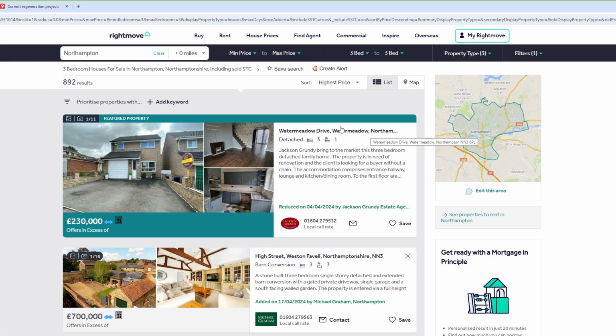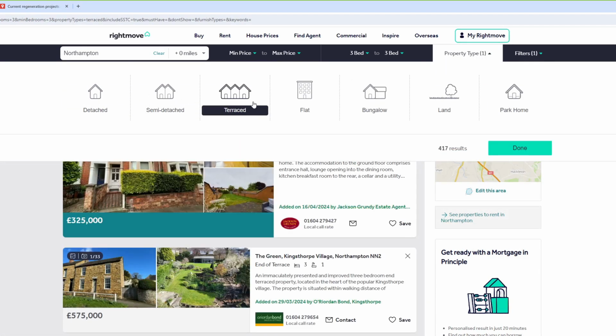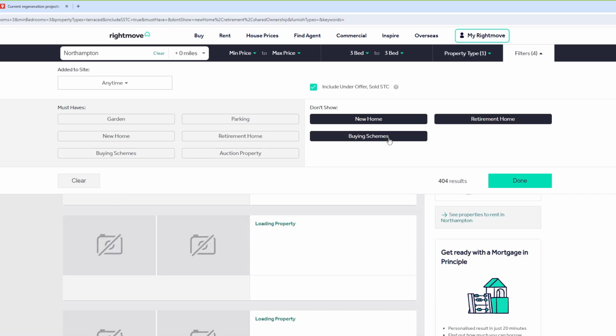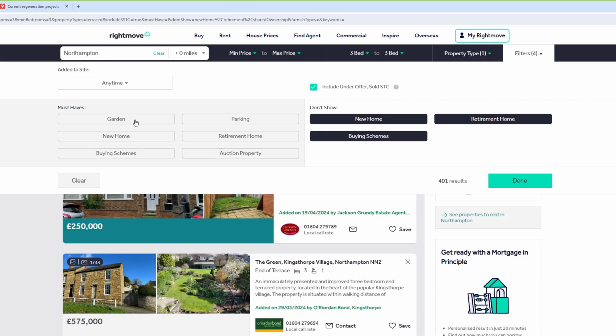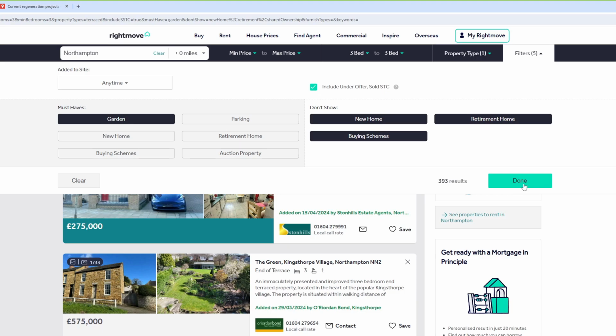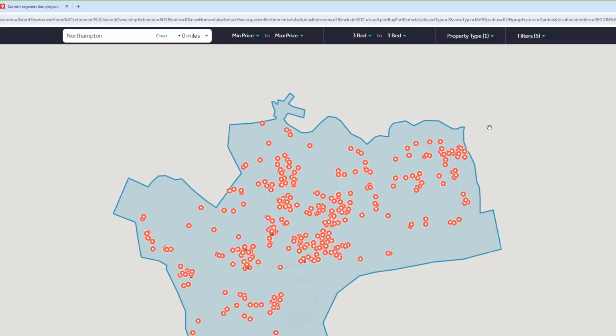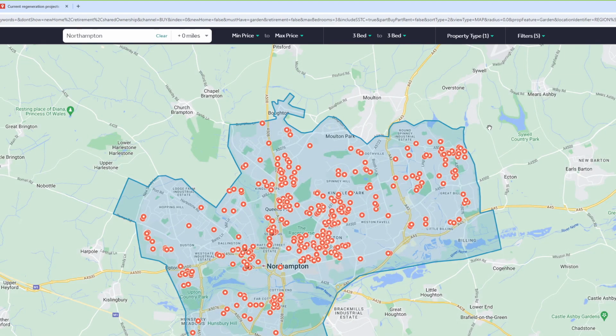And you can see we've now got over 800 results. But the thing is, I'm not looking for just any 3-bed property. I need a terraced property because they represent the best value for money. You'll always pay more for a semi and always pay more again for a detached. I also need to consider that the property is not a new home, retirement home or buying scheme, but because we are going to be renting out to a family, I do need a garden, and you can see that halves the results.